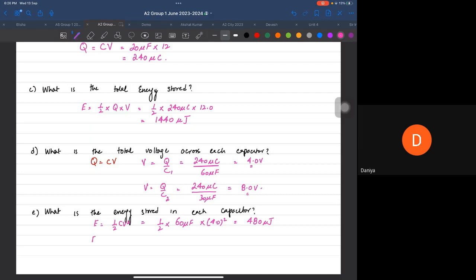And then for the next one, same, half CV squared, so it's going to be half multiplied by 30 microfarad multiplied by 8 whole squared. So this is going to give me probably 960. So that would be the energy stored in each capacitor.